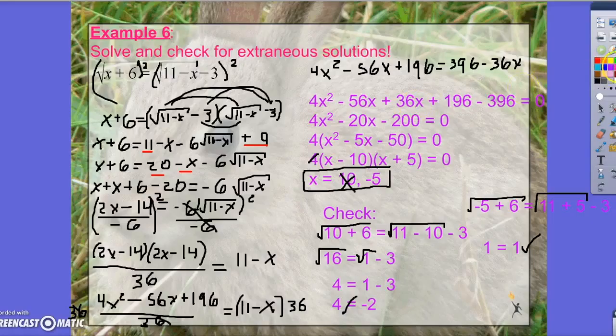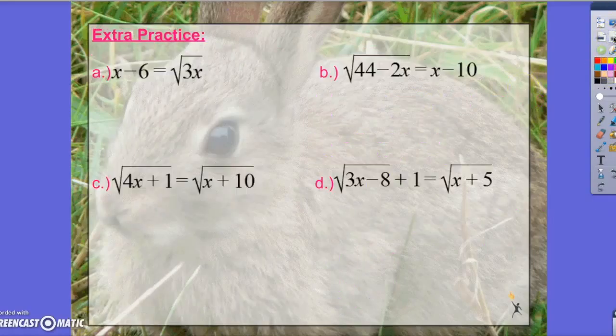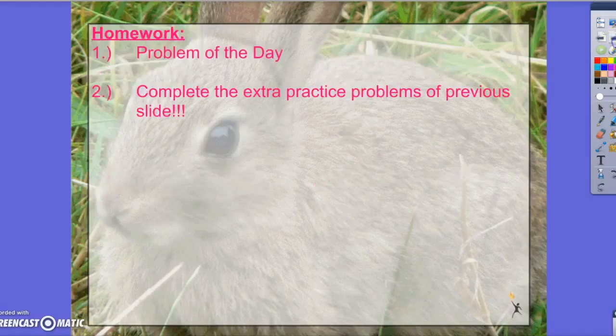Okay, so for the last part here, if you take a look, there's 4 extra practice problems. I'm doing things a little different. I want you to work on these instead of problems in the packet. I know if you print out the notes, this last slide is going to be different. So correct this number 2 here.